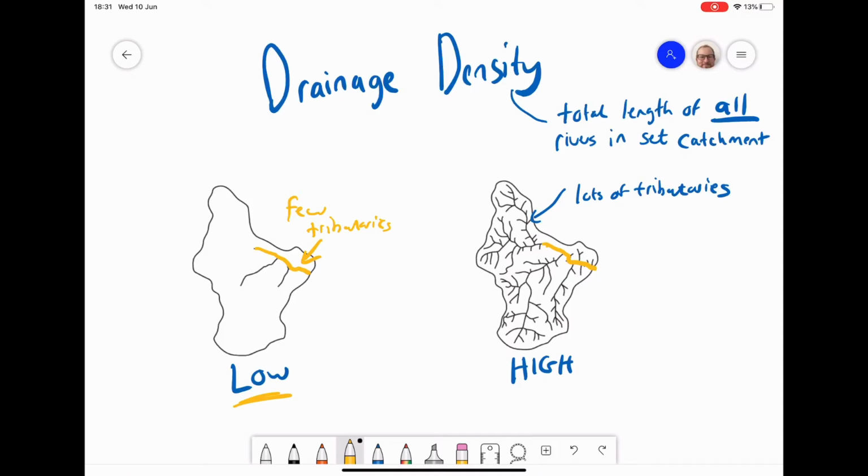But we can see on this right one, there are lots and lots of tributaries that are adding in. If we've got a high drainage density, that means we're going to have lots of tributaries adding water, and therefore it's going to get quickly into the main channel. So that river that I've highlighted as yellow, we're going to have lots of water getting into that main channel from all these different sources, and therefore it's going to be likely to flood easily.